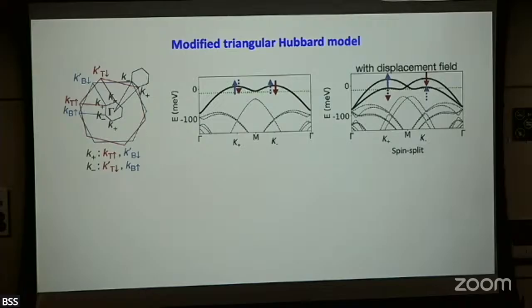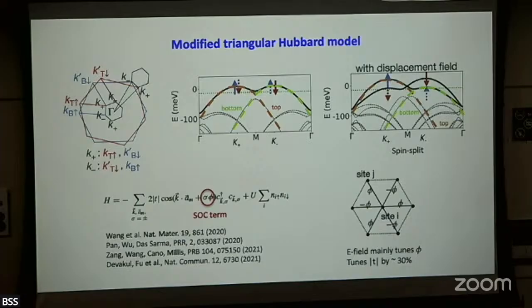This is a case with the two layers at the same potential, but if you apply a displacement field, you make them at different potential. In this case, the two spins from two different layers are degenerate. But now if you apply a displacement field, they become spin split. So then if you write down the Hamiltonian, the hopping will be dependent on the spin states.